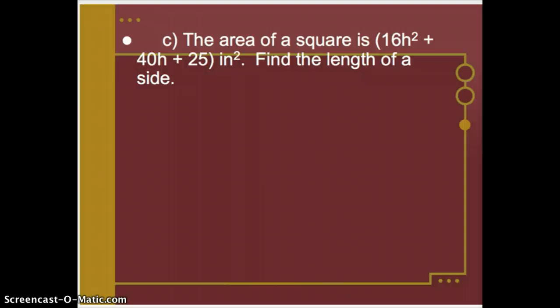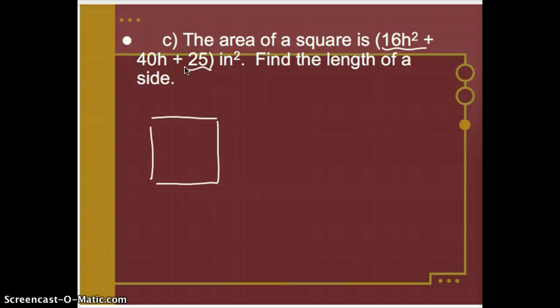Okay, so here's one. The area of a square is 16h squared plus 40h plus 25 inches squared. You're trying to find the length of each side. And you know that for a square, you just multiply side by side to get the area. So we're pretty lucky. I would just try to guess the square root of the first and the last terms and see if that works.